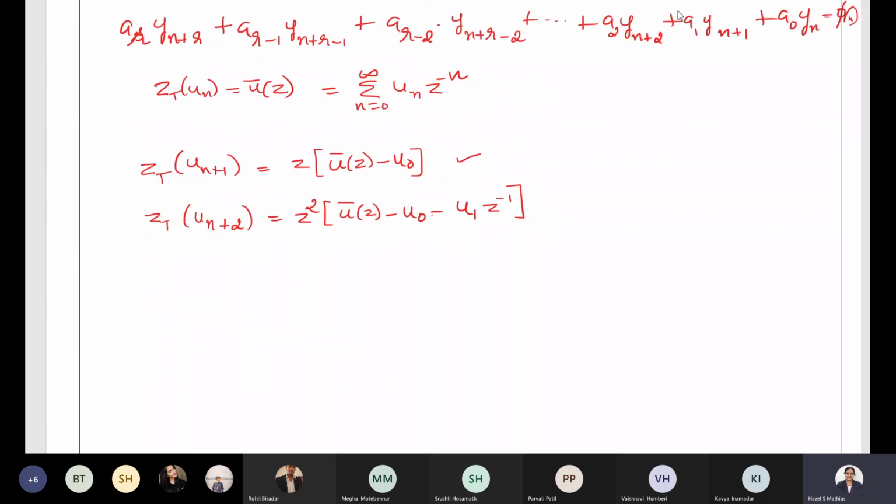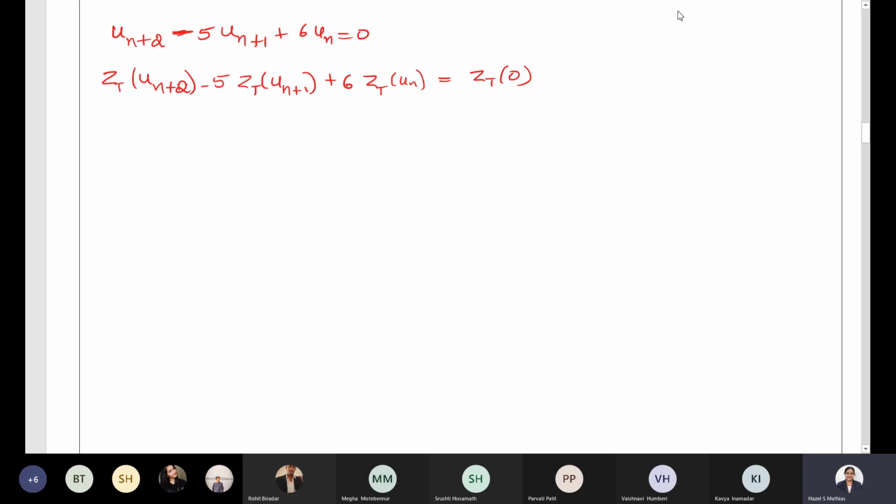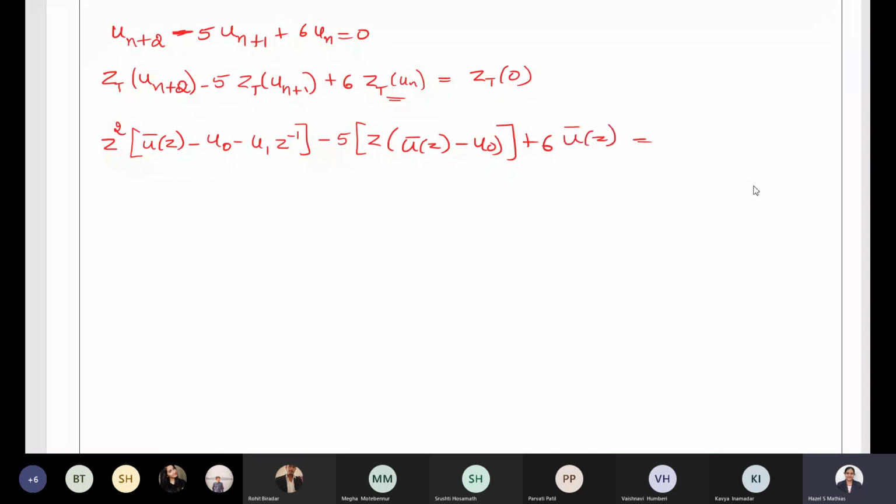Now, you need to remember the Z transform of un plus 1 and un plus 2. Z transform of un plus 2 is z square into u bar of z minus u naught minus u1 into z power minus 1, minus 5 into the Z transform of un plus 1, which is z into u bar of z minus u naught, plus 6 times the Z transform of un, which is u bar of z by definition. And the Z transform of 0 is 0.